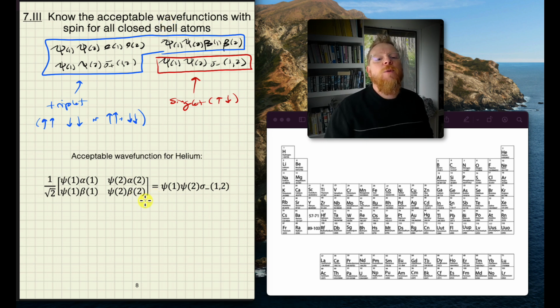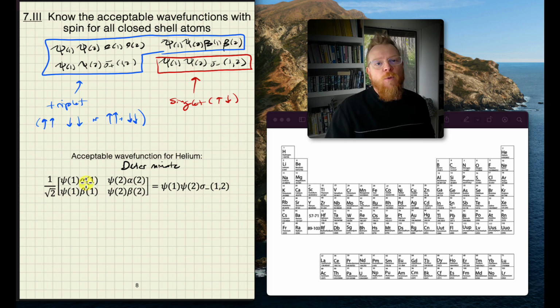So now if we want to come up with some shorthand notation to describe this, we can do the following. So our acceptable wave function for helium becomes this determinant, where we have our normalization constant 1 over root 2, and now we make a matrix of all of our possibilities.